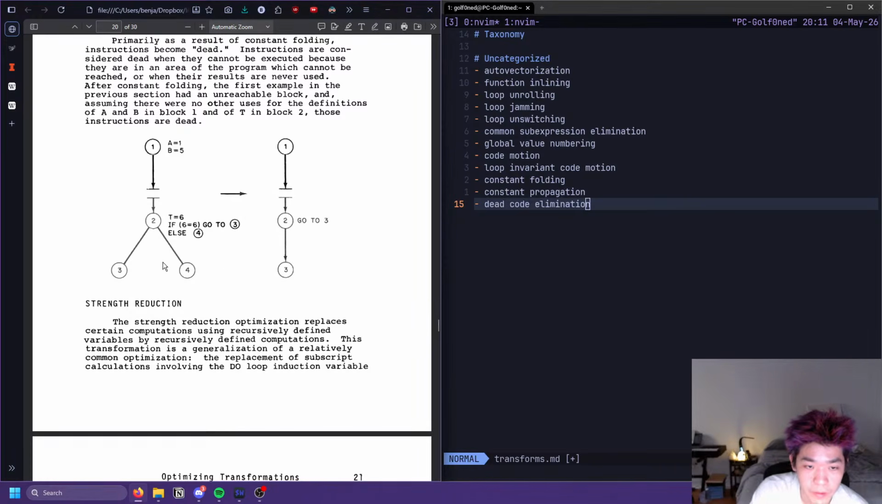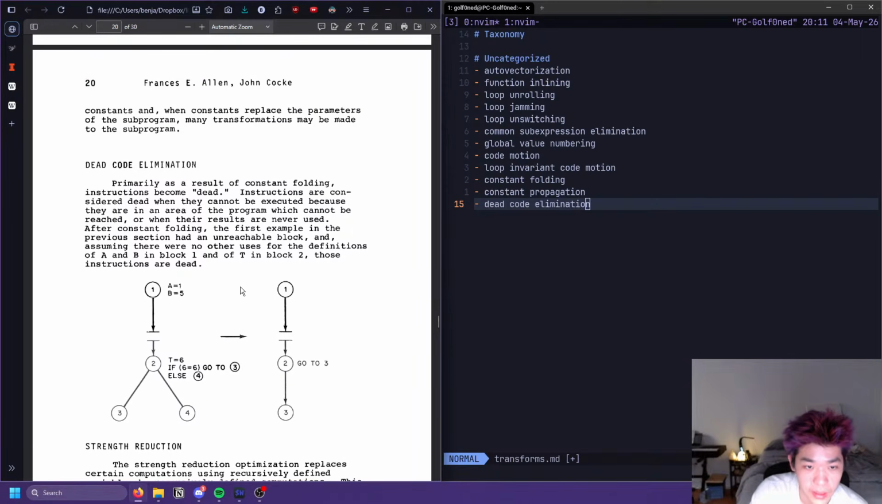Yeah, so the for branch we never execute, so we can nuke that. That makes sense. I don't think there are disadvantages to dead code elimination. I actually don't know. There shouldn't be.